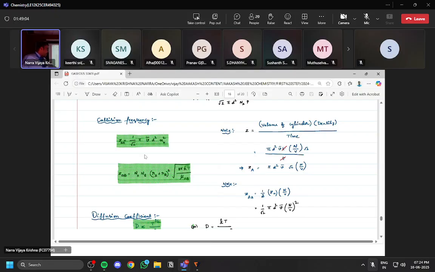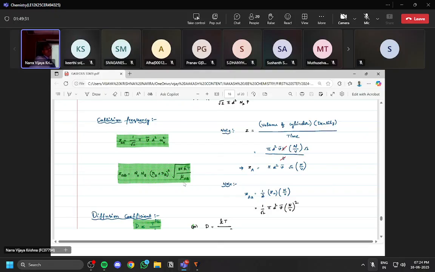Now, ZAB. This is root of 8 RT upon pi M. So, we wrote it as 8 pi KT because the outside pi also goes to the numerator under the root. Then it becomes pi square, and one pi gets cancelled. So, root 2 into 8 pi KT by mu. What is this mu? Reduced mass. There are two different molecules, man.